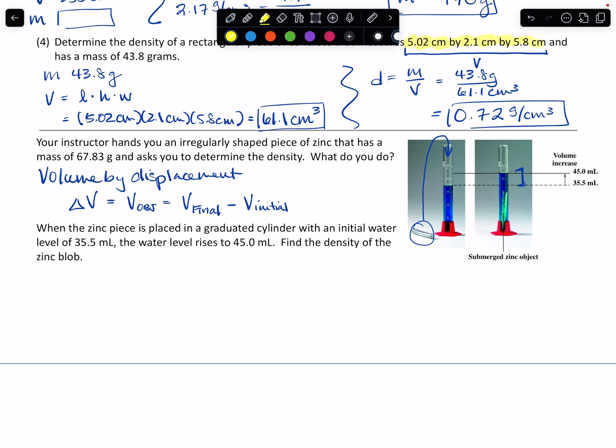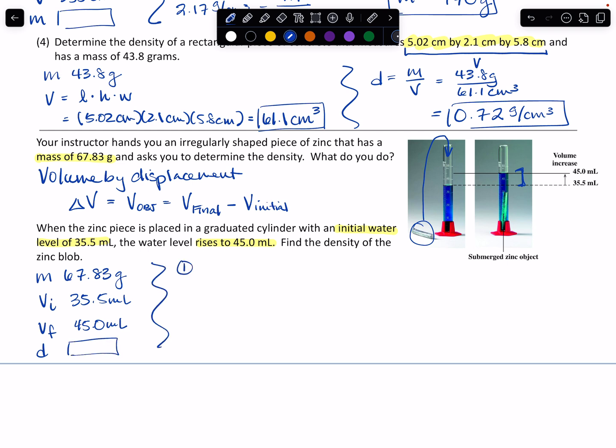When the zinc piece is placed in the graduated cylinder with an initial water level of 35.5, that level rises to 45 milliliters. Find the density of our zinc blob. Well, up above, it tells us that the mass of this blob is 67.83 grams. We have an initial graduated cylinder reading of 35.5 milliliters, and a final graduated cylinder reading of 45 milliliters. And we're asked to find the density of our object.